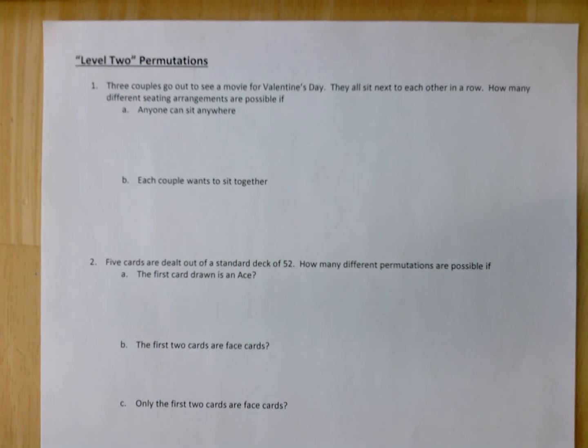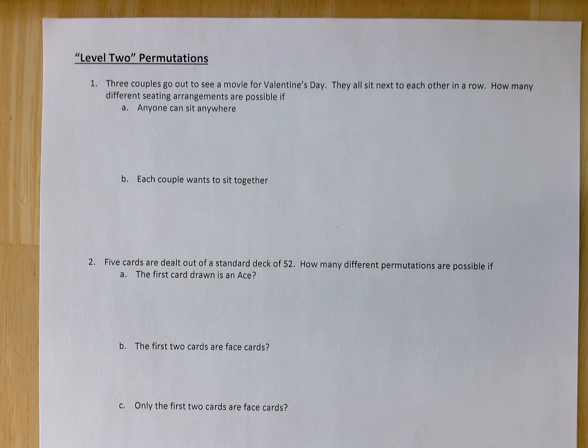Call these ones level 2 permutations because they're just a little bit more difficult than the level 1 permutations. The whole idea with permutations is that you really have to pay attention to what's going on in the problem. What are they asking you to find? Does the order matter? Are you losing the number of options as you go down, or is it always staying the same? So you really just have to pay attention to the details. So let's take a look at these examples.